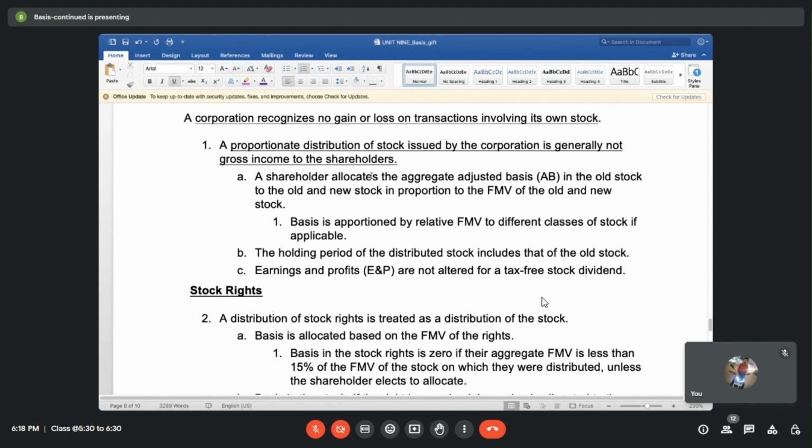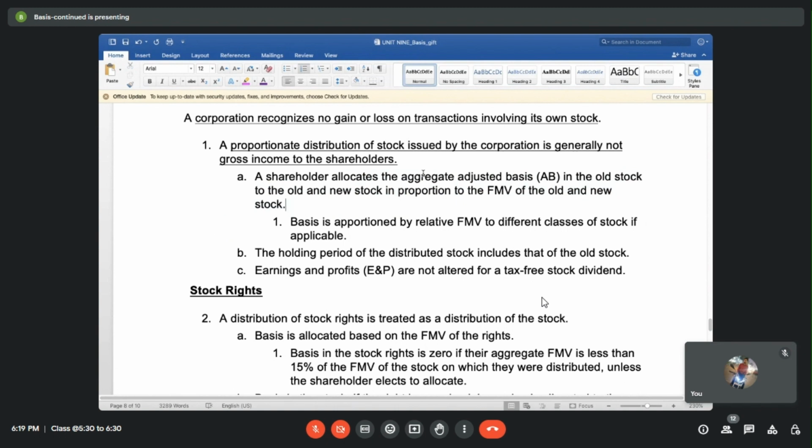But the shareholder has to change their basis. A shareholder allocates the aggregate adjusted basis in the old stock to the old and new stock in proportion to the FMV of the old and new. So, this could be a bit confusing when we read it like this. What we need to see is, what was the old stock, what was the fair market value of that, or what was the basis of that, and what is now the new stock, and what is the FMV of the old and new stock.